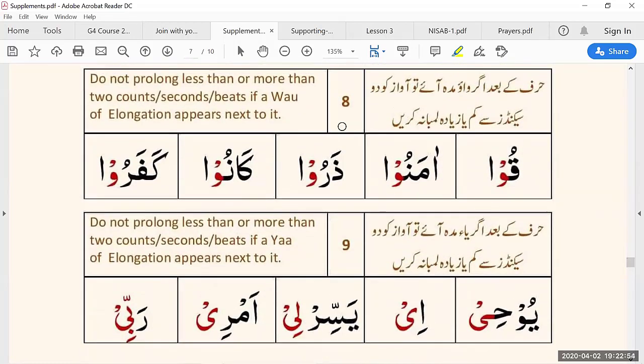Error number 8. Do not prolong less than or more than 2 counts, seconds, or beats if a vowel of elongation appears next to it. Can you go through these as well? L211.